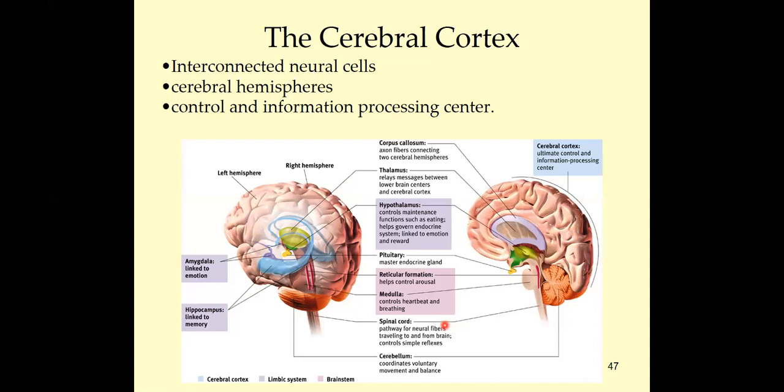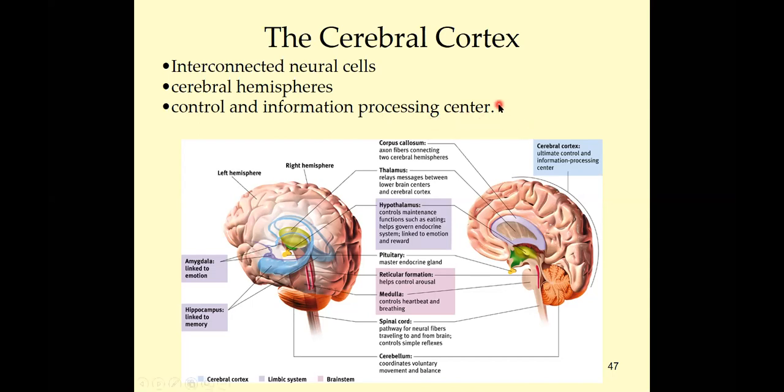Okay, so now we go to the cerebral cortex. So this is that whole outer layer of the brain. And notice that we have just millions and millions of interconnected neurons here. The cerebral cortex is divided into left and right cerebral hemispheres, and much of the control of our behavior is controlled there. And also processing of information is one of its specialties.